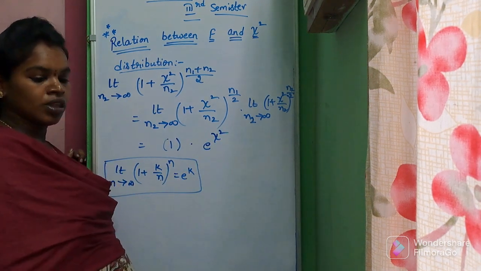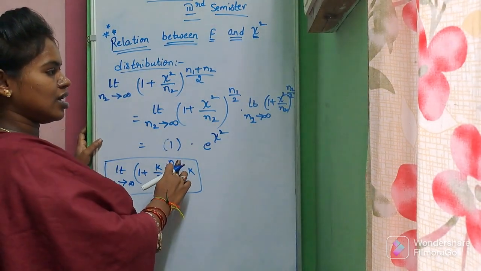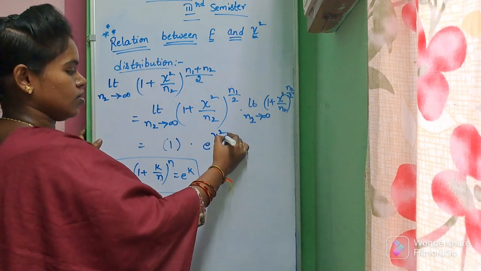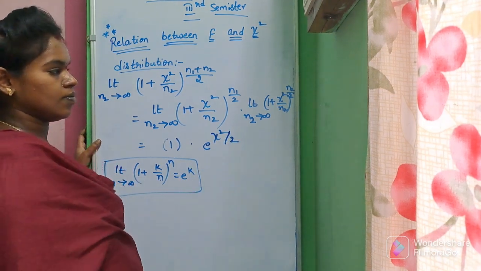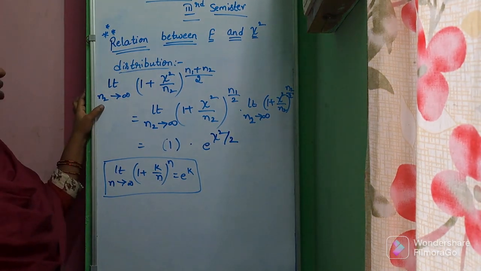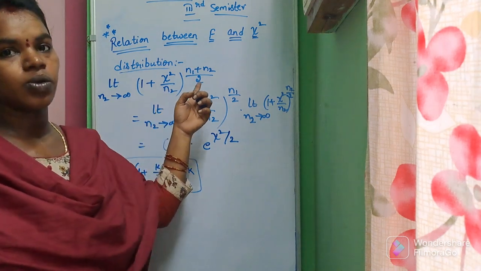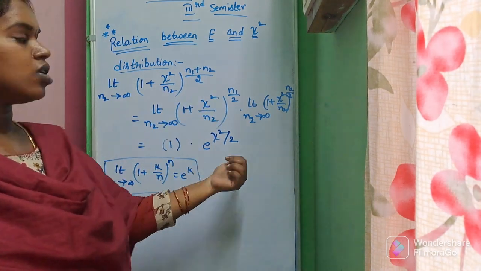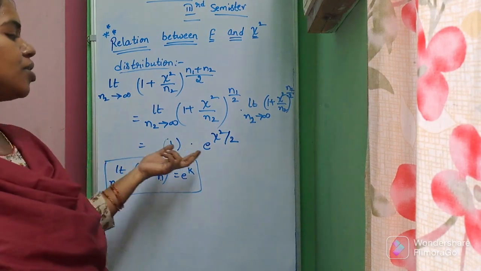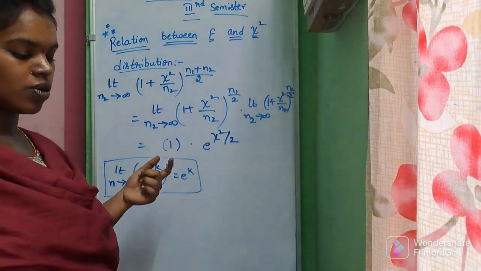So we can write this formula. Finally, limit n2 tends to infinity 1 plus chi square by n2 whole power n1 plus n2 by 2 is equal to e power chi square by 2. Now we have to substitute this formula and the earlier formula, these two, in equation 1.